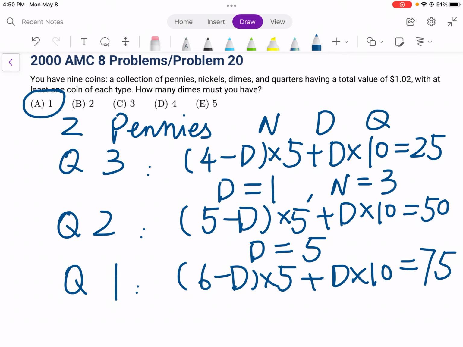And if we solve this problem, we will find that D in this case equals 9. So again, because we have 9 coins and D equals 9 in this case, this is again not a valid solution. So the answer is A.